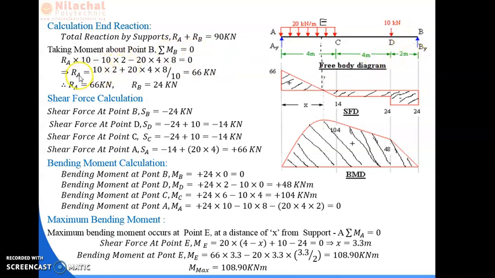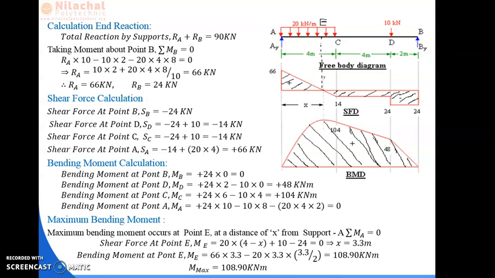So we have RA into 10 minus 10 into 2 minus 20 into 4 into 8 equal to 0. So we are getting that the total value is 660 kilonewton meter divided by RA distance of 10 meters. So 660 divided by 10 is equal to 66 kilonewton. We are getting the RA value as 66. Already RA plus RB is 90 kilonewton. So the RB value will be obtained as 90 minus 66, that is 24 kilonewton. So RA is 66 kilonewton and RB is 24 kilonewton.